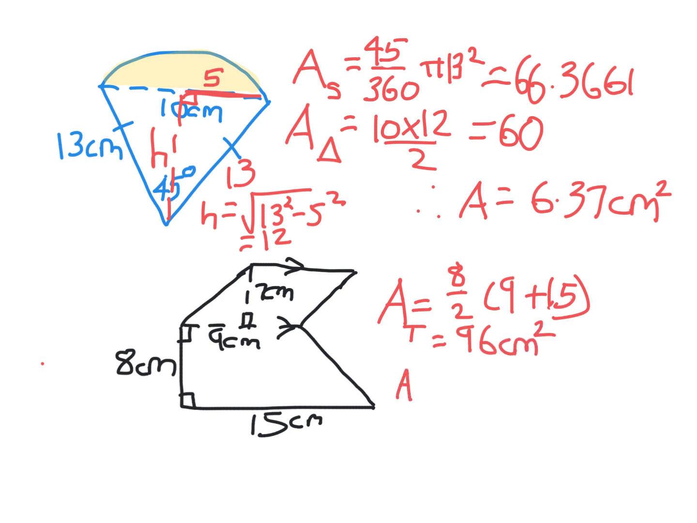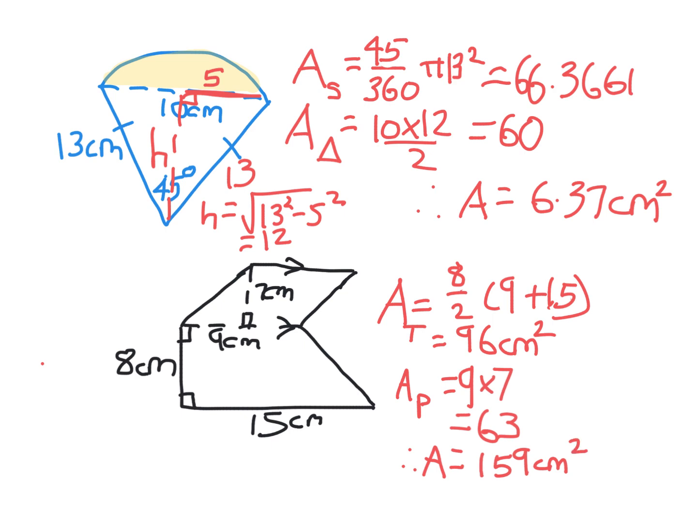Now, the area of the parallelogram, which I'll call AP, is just base times perpendicular height. Once again, if you see h in a formula, it always means perpendicular height at 90 degrees. So in this case, I'm going to replace b, the base of this, with 9, and h, the perpendicular height, with 7. So the area of the parallelogram is simply 9 times 7, which is 63. So the total area of this shape is just 96 plus 63, 159 centimeters squared.